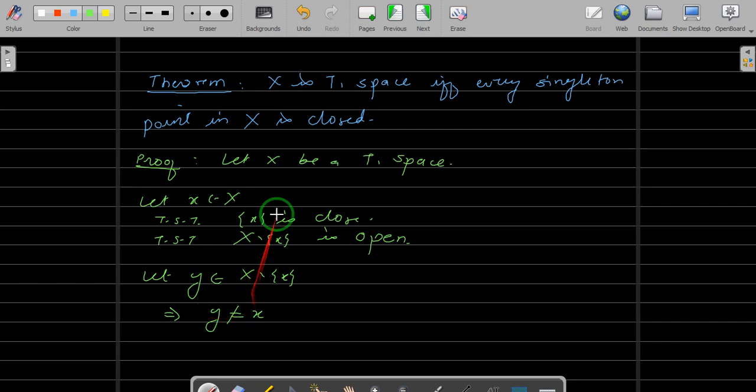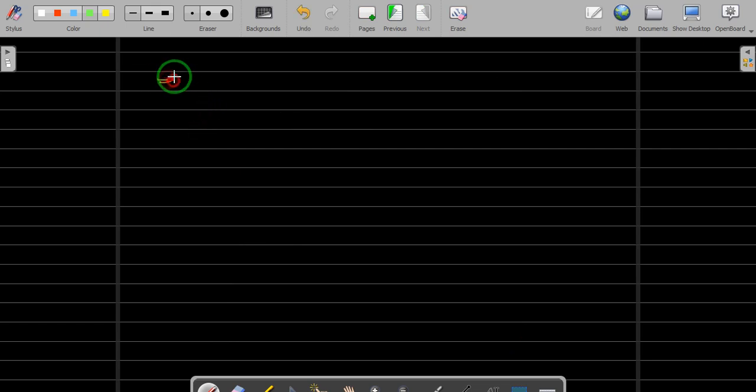If y is not equal to x, and since X is a T1 space, there are neighborhoods, say U_x and V_y, such that x is not in V_y and y is not in U_x. Okay. So this implies there exists a neighborhood V_y of y such that x does not belong to V_y. And again, V_y is a neighborhood of y, and x does not belong to V_y, that means y belongs to V_y and x is not in it, so it will be a subset of X with x removed from it, right?